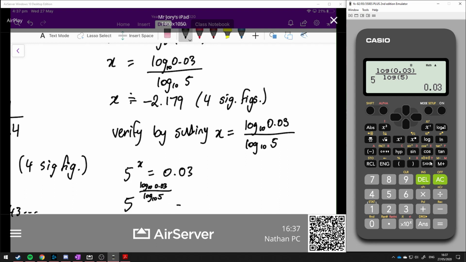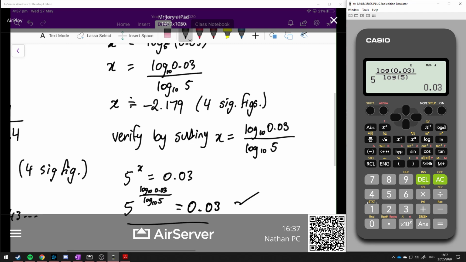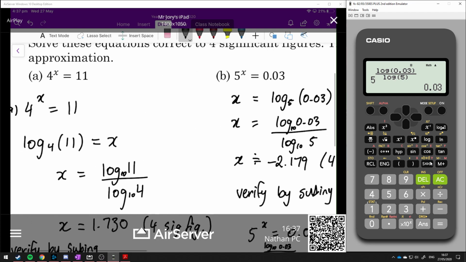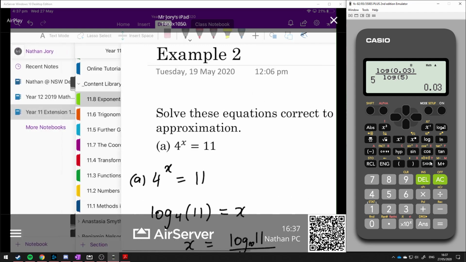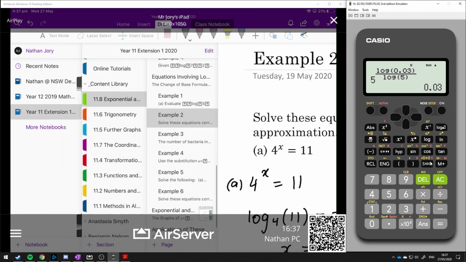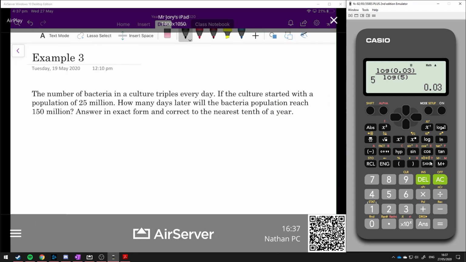So that is equal to 0.03. There we go. So that's the type of problem we can have, is just to change it. But a more common type of problem we could have are ones involving words.